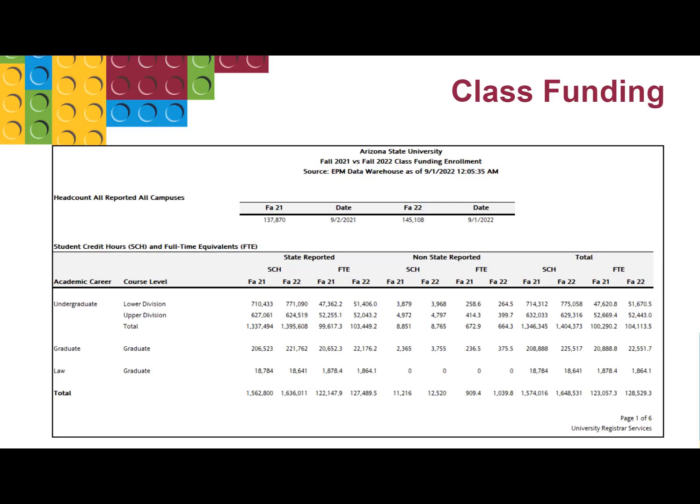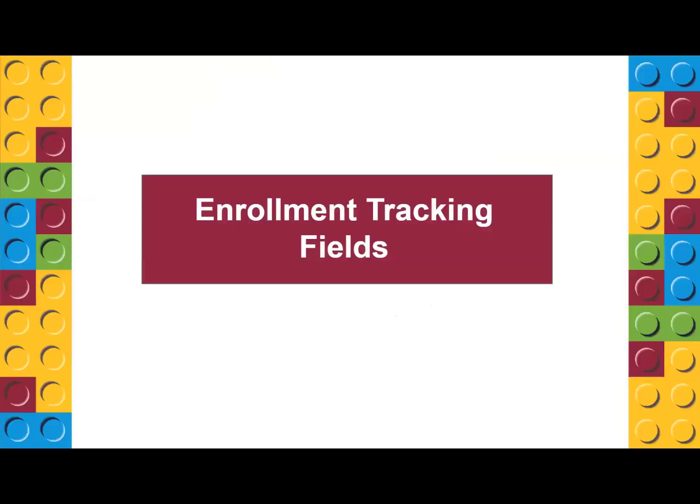Okay. So one last example that demonstrates the difference between class funding and reporting by a student's major is the SAH and FTE reports. Looking at the academic career column, note that this refers to the academic career of the course, not the student. So you might have a graduate student who is enrolled in an undergraduate course. That means they're going to be counted in these undergraduate rows here. And vice versa, you might have an undergrad taking a grad course. They're going to be counted in these grad rows here.